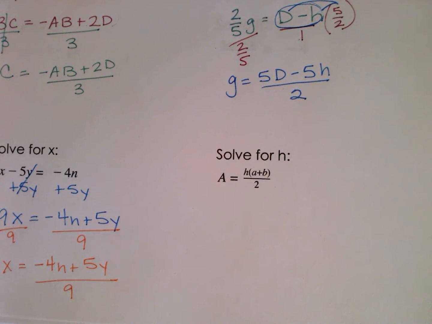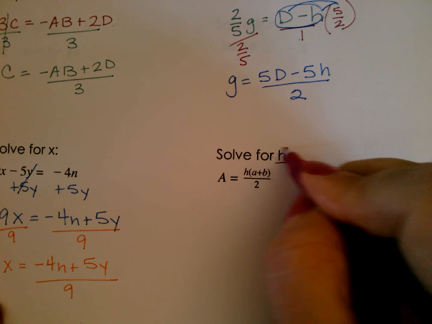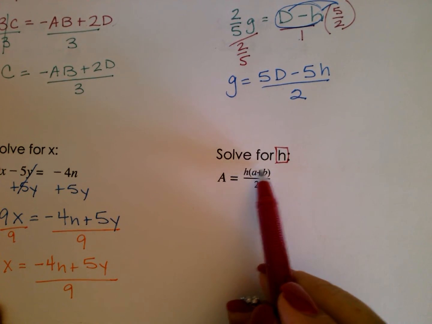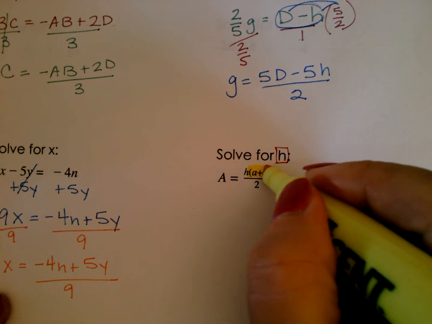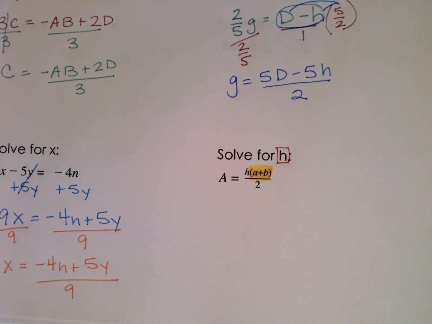Okay, now we're going to kick it up a little bit. We're going to solve for h, so I'm going to pretend that every other letter in this equation is a number. One thing I noticed is in the numerator, in parentheses, is my a plus h. They are grouped together. I may not separate them. They're going to travel together.